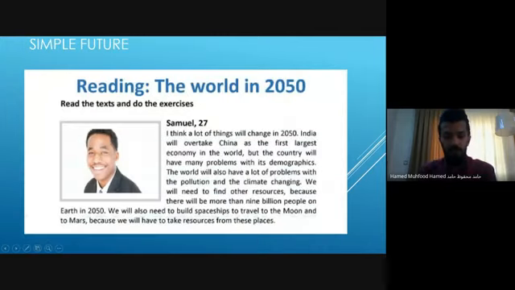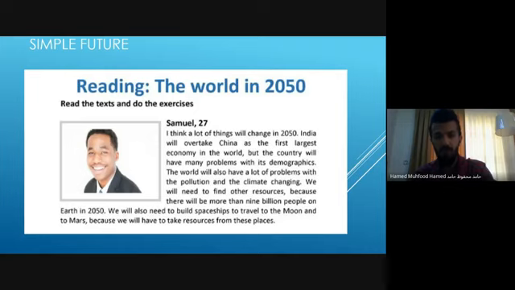Okay, so let us now reread the texts again quickly. The first piece of writing that contains predictions of how the world will be in 2050 is presented by Samuel, who is 27 years old. He says, I think a lot of things will change in 2050. India will overtake China as the first largest economy in the world, but the country will have many problems with its demographics. The world will also have a lot of problems with the pollution and the climate changing.